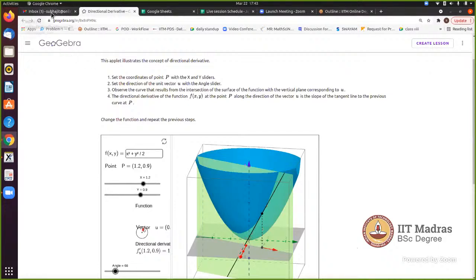So then it is passing through P and it is in the direction U. So the equation of the plane will be P plus T into U. You have to find the equation of the plane. A direction U is given and this vector is given. So you can find the equation of the plane basically. But you don't need it really.